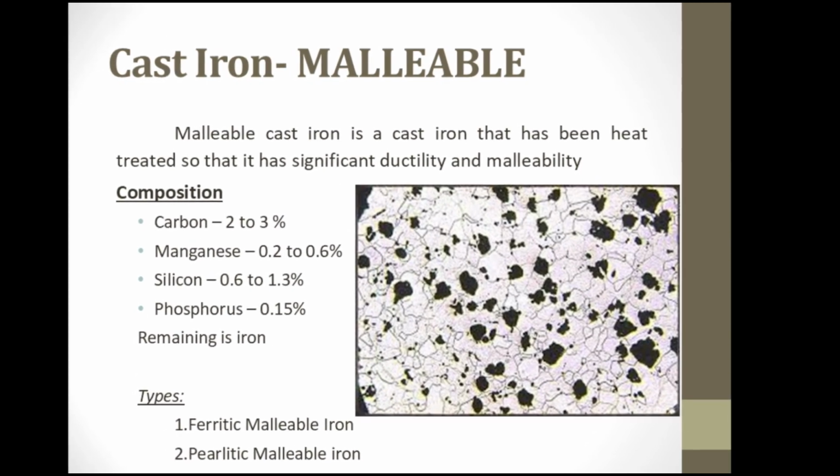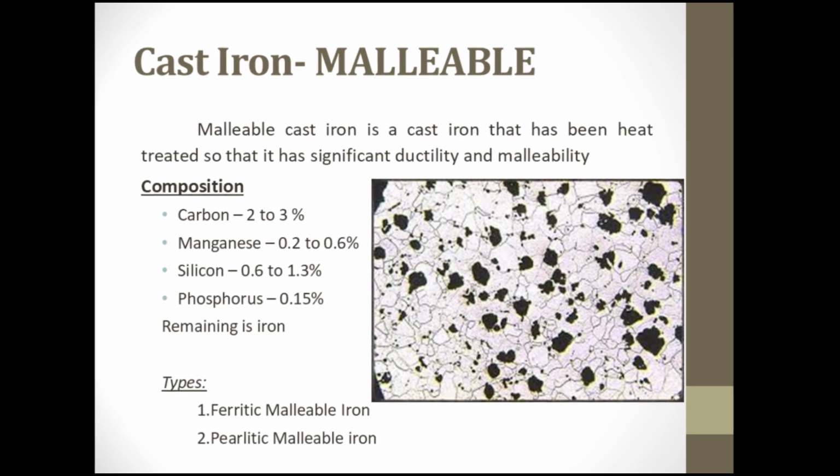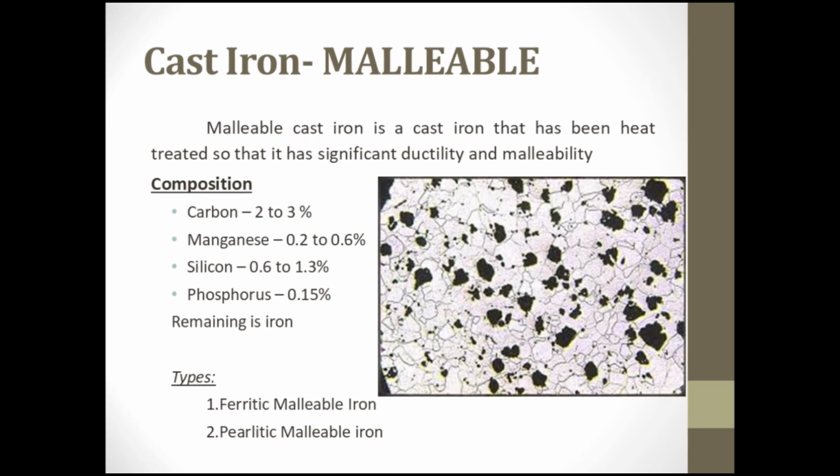Cast iron, malleable. Malleable cast iron is a cast iron that has been heat treated so that it has significant ductility and malleability. Composition: carbon 2 to 3%, manganese 0.2 to 0.6%, silicon 0.6 to 1.3%, phosphorus 0.15%. Remaining is iron. Types: ferritic malleable iron, pearlitic malleable iron.